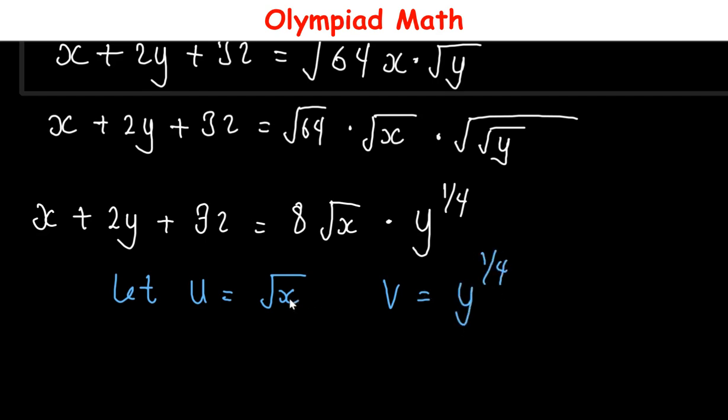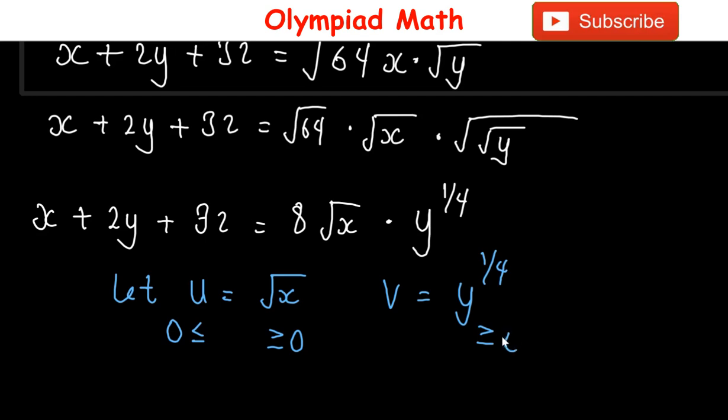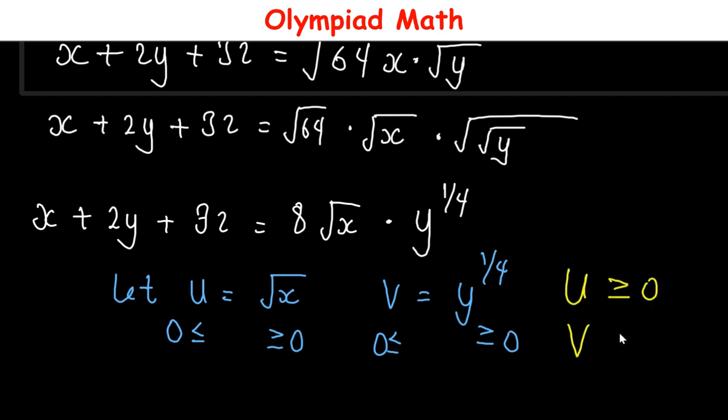Now, since x is under the radical sign, x will be greater than or equal to 0. Same thing also for u, greater than or equal to 0. Now, the value of u right here will be greater than or equal to 0, while v also will be greater than or equal to 0. So that means that for the condition of u and v, u will be greater than or equal to 0, v will be greater than or equal to 0.